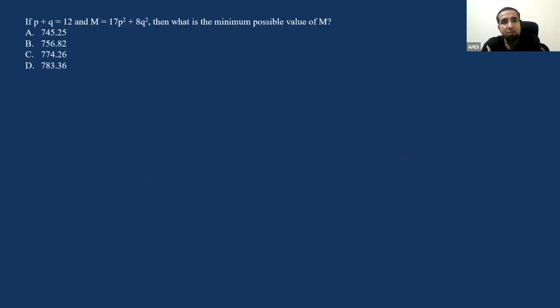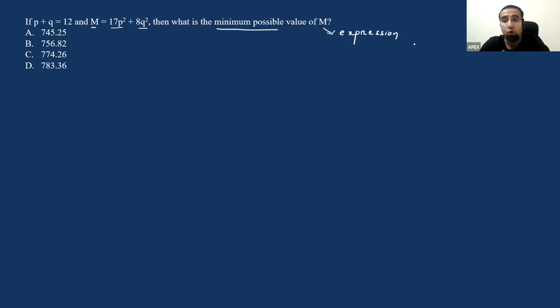Okay. Now this is a question, pick up the hints from the question. You have P plus Q is equal to 12. You have M is equal to 17P square plus 8Q square. Find the minimum possible value of M. What is M, guys? M is an expression. Now pick up the hints.